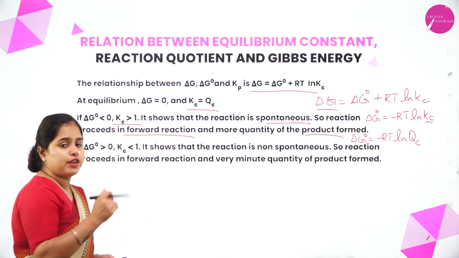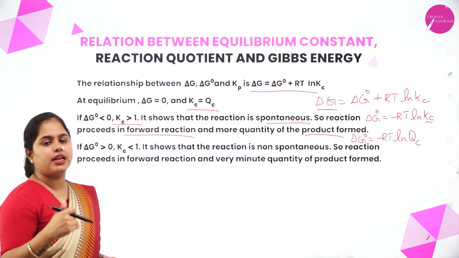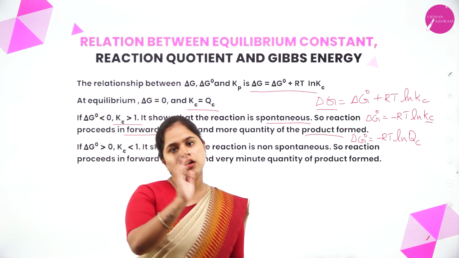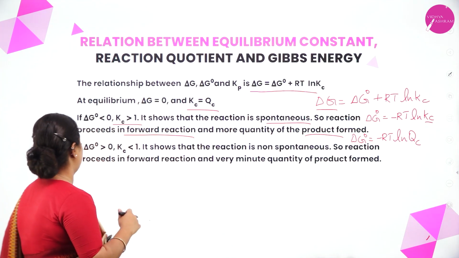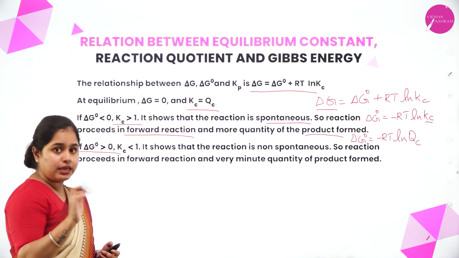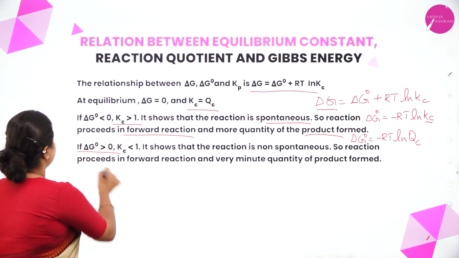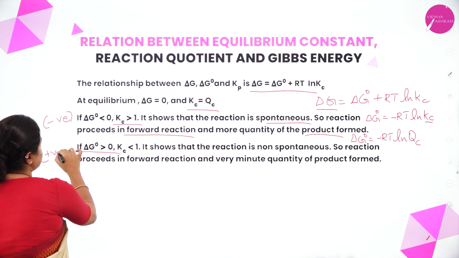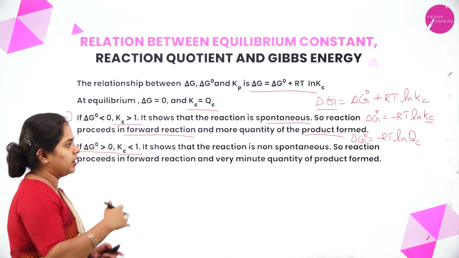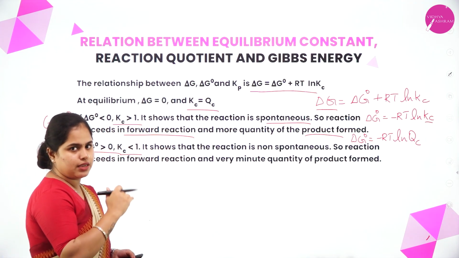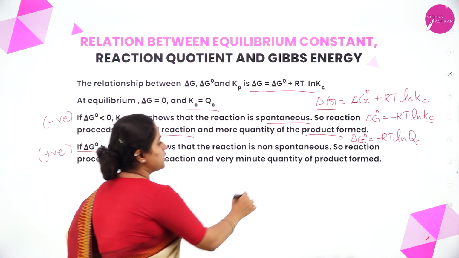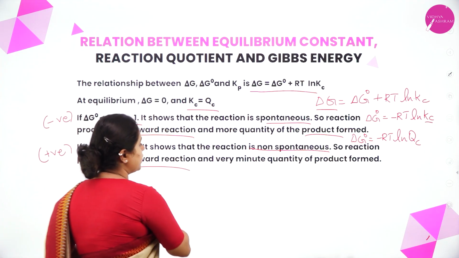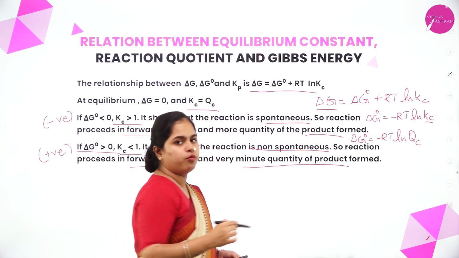So that means if the delta G value is less than 0, the reaction will be spontaneous, it will proceed in the forward direction, and more product will be formed. Now, if delta G naught is greater than 0, that is, positive, where here it is negative, what happens? The Kc value will be less than 1, and it shows that the reaction is non-spontaneous.